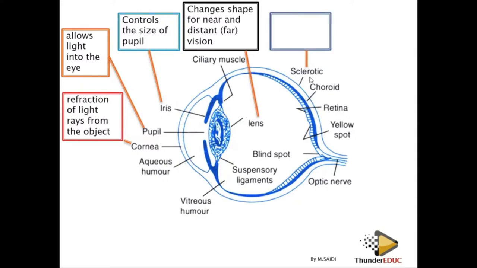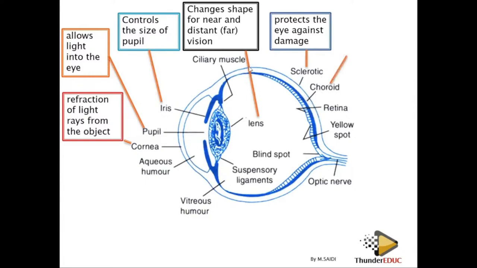This one is sometimes called the sclera. It is very important in protecting the eye against damage. So if you look at it, the inner part of the eye is being protected by the sclerotic membrane. Then you have another part which is called the choroid.